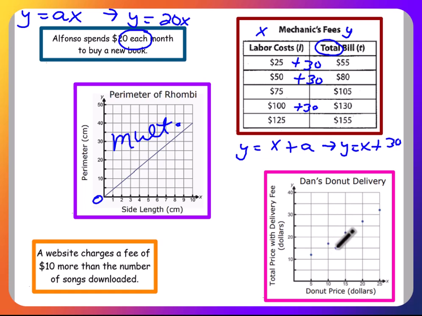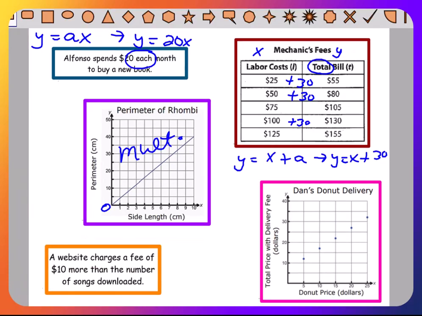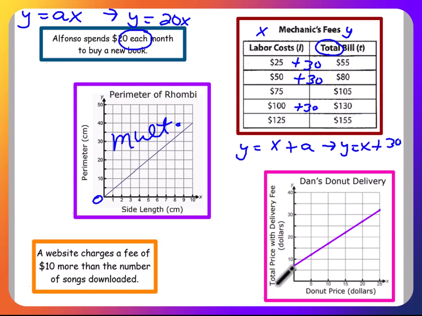Okay, coming down here, Dan's Donut Delivery. This is a graph. Okay, so there's not a line. There's some dots plotted, but not a line. So you could actually go and draw a line through the points. Does it go through the origin? No, it does not go through the origin. The origin's down here, the 0, 0. So because it does not go through the origin, this is an additive relationship. Remember, only multiplicative relationships go through the origin.